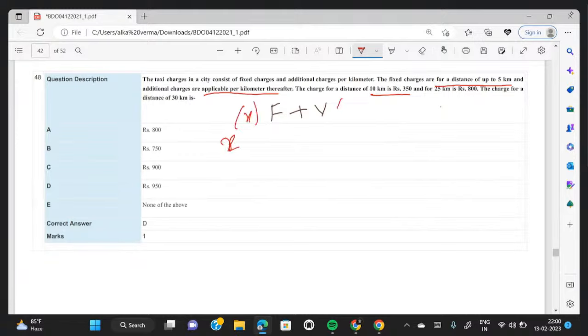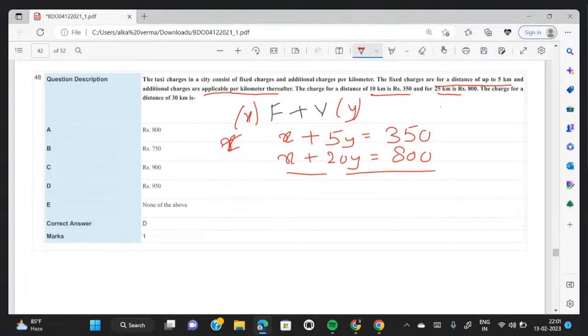Suppose fix is x and variable is y. So it will be fixed plus variable for 10 kilometers, so variable for 5 kilometers. So x plus 5y is equal to 350. Similarly, for 25 kilometers, it will become x plus 20y is equal to 800. It is like this: x plus 5y is equal to 350, x plus 20y is equal to 800.